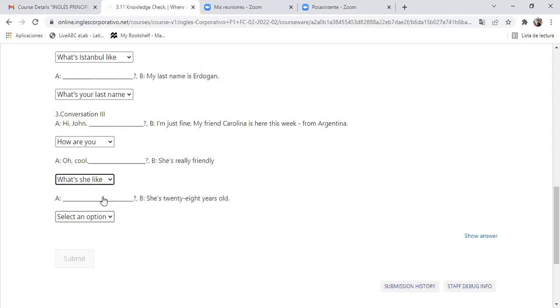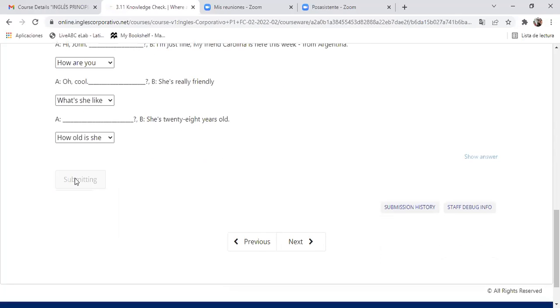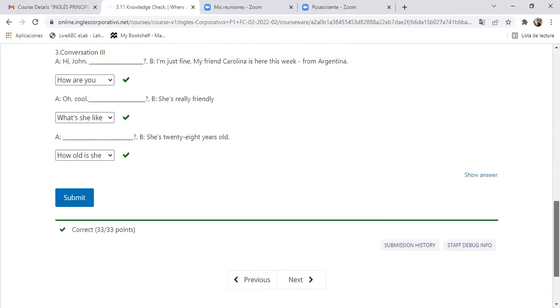What's she like? ¿Cómo es ella? ¿Y cómo es ella? Ya se parece la canción de ¿Y cómo es él? ¿Verdad? What's she like? Yeah, she's really friendly. Very good. Just like the people in our class, right? Friendly. Okay, let's see. The last one is, she's 28 years old. So what would be the question? How old is she? Yes. How old is she? Very good. That would be the question. Very good. Good job. Okay, we got them all right.